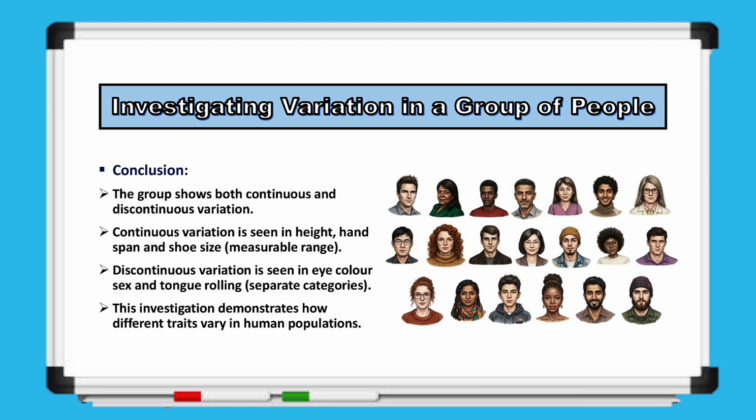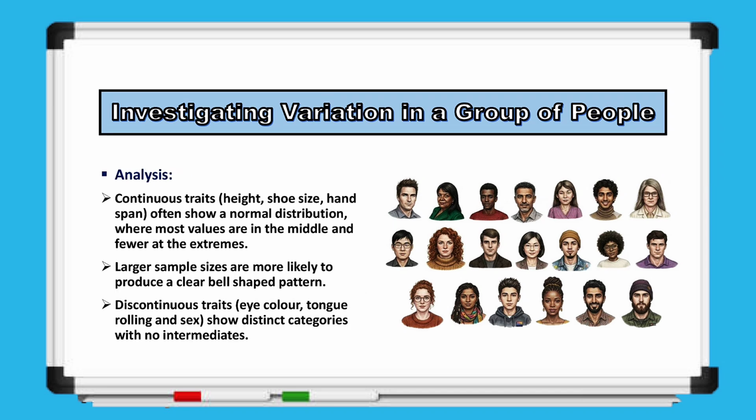In conclusion, this investigation shows that a group of people displays both continuous and discontinuous variation. Continuous variation is seen in traits like height, handspan, and shoe size, which show a measurable range of values. Discontinuous variation is seen in traits like eye color, sex, and tongue rolling, which fall into clear categories. This investigation helps us understand how different traits vary within human populations and how different types of graphs are used to represent them.